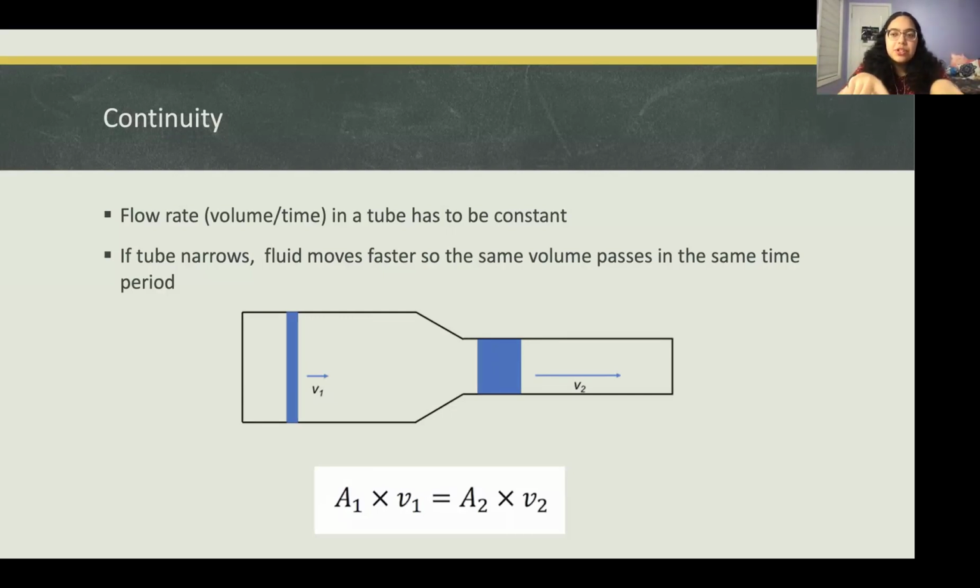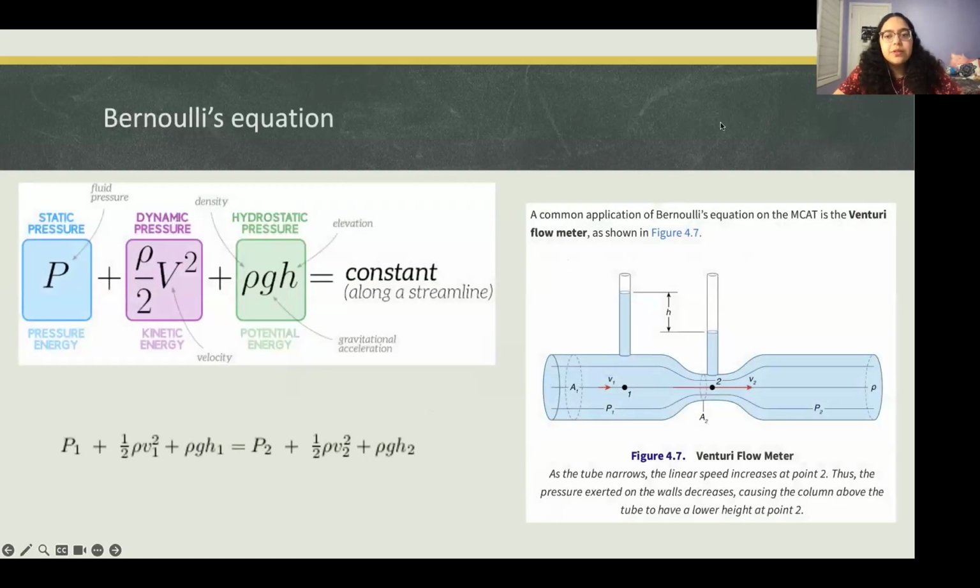So it's good to know that it's an inverse relationship between area and velocity for a liquid flowing in a tube. And then we get to Bernoulli's equation.